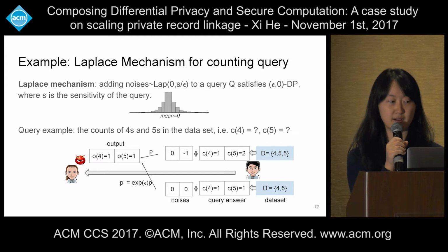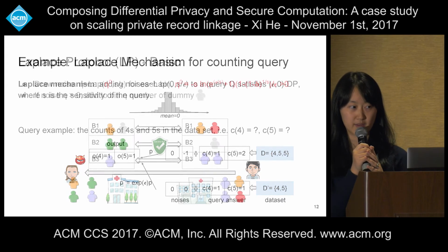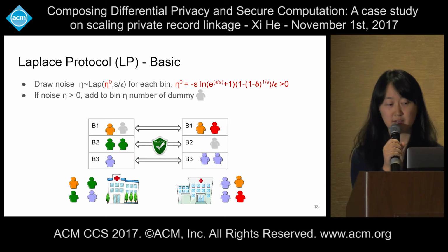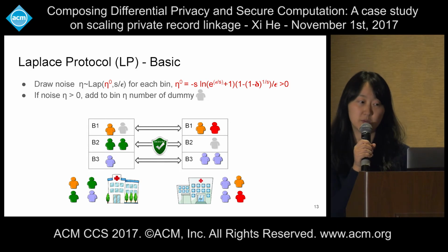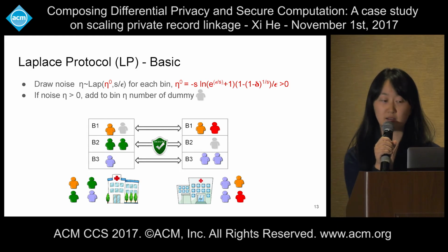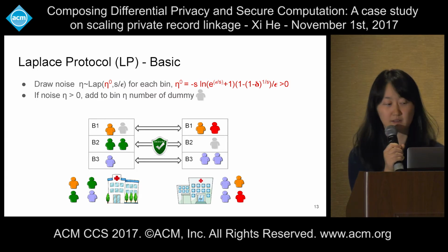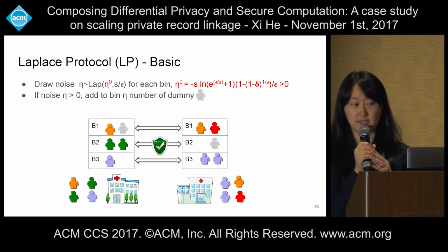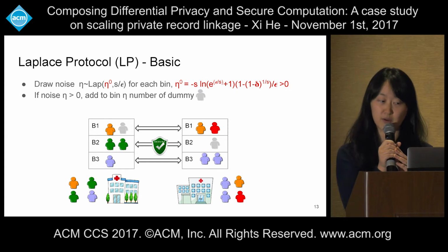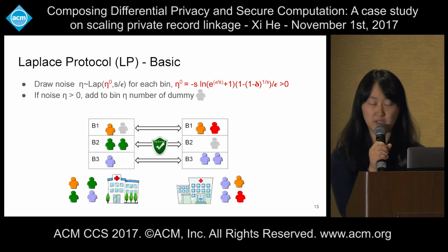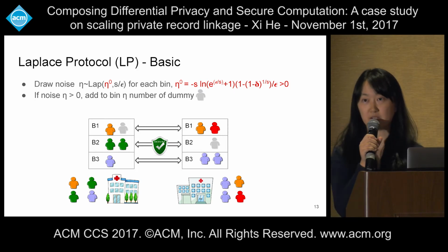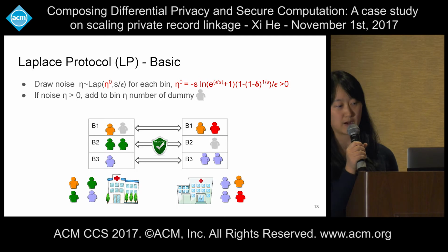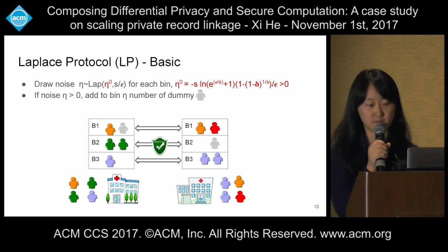Okay, so based on this idea, we propose our Laplace protocol. We draw noise from a Laplace distribution for each bin. But the mean of this distribution is going to be greater than 0. It depends on the sensitivity, epsilon, and delta. And if the noise is greater than 0, then we add the corresponding number of dummy records into that bin. If it's negative or 0, we don't do anything. So you can see why we want to consider a distribution with non-negative mean. The probability to draw a negative noise is going to be small, which contributes to some negligible term.